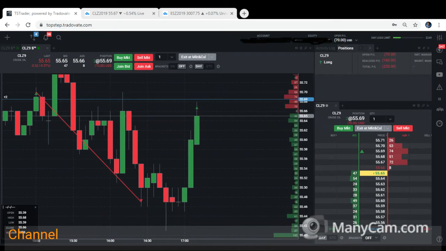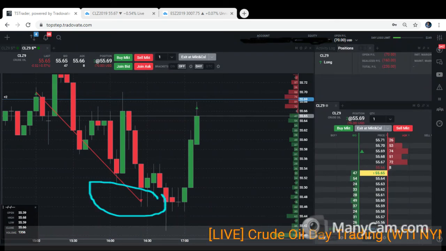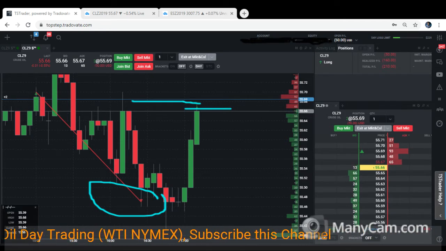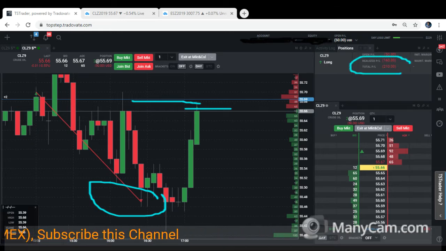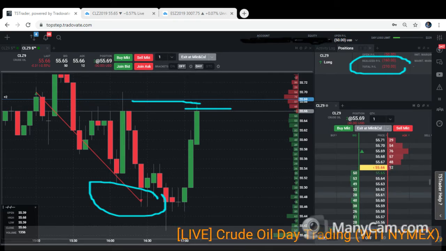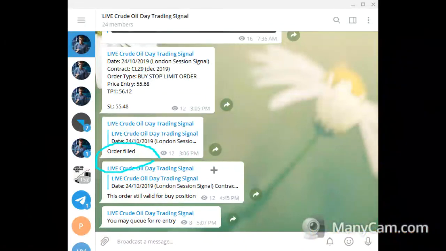Alright traders, we resume again. One position has already been stopped, so I'm still holding one position and then requeued to add in two position size. Still at negative 210 open PNL, and we're still using the same strategy, the same setup trigger signal at 55.68 and exit at 56.12. The price might get higher, so let's wait and see.